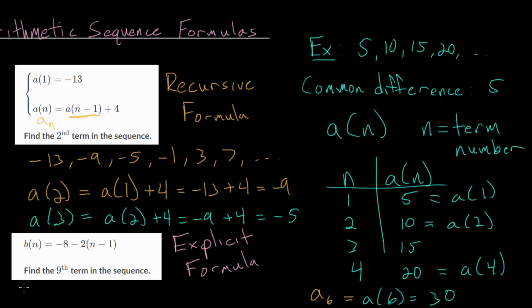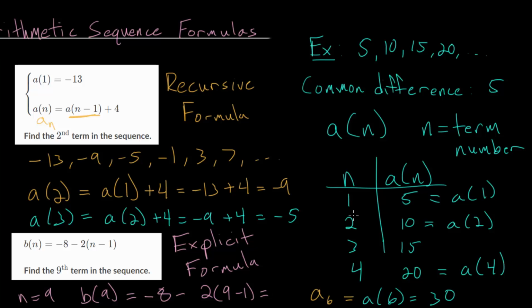So for this one, we can just plug in n equals 9 into our explicit formula. So we're finding this arithmetic sequence at term 9. So b is our particular arithmetic sequence here. So we want b of 9. And all we do is plug 9 in anywhere we see an n. So we have minus 8 minus 2 times 9 minus 1.